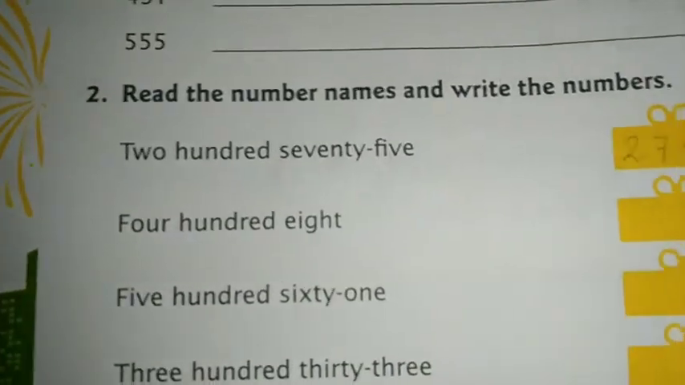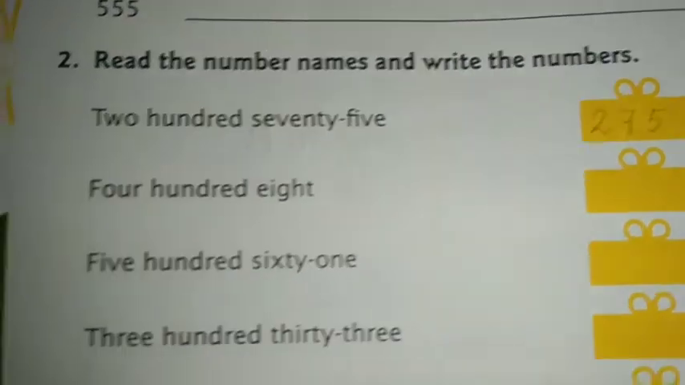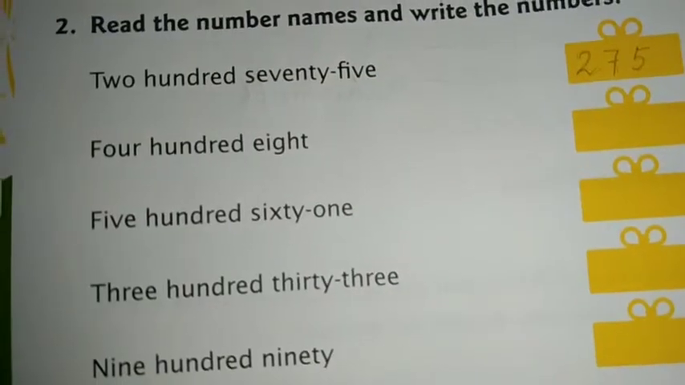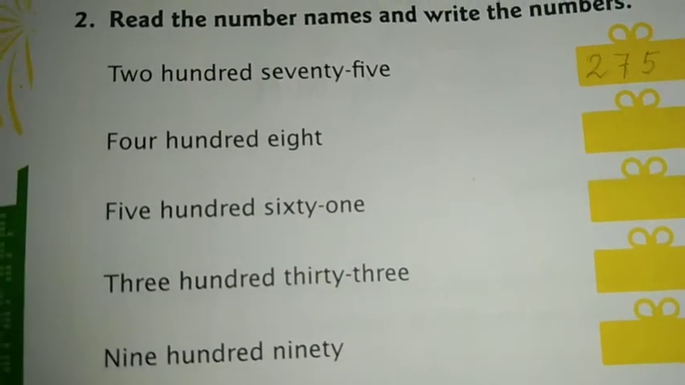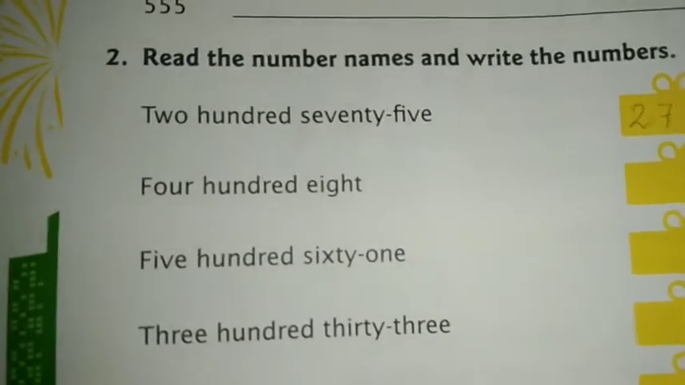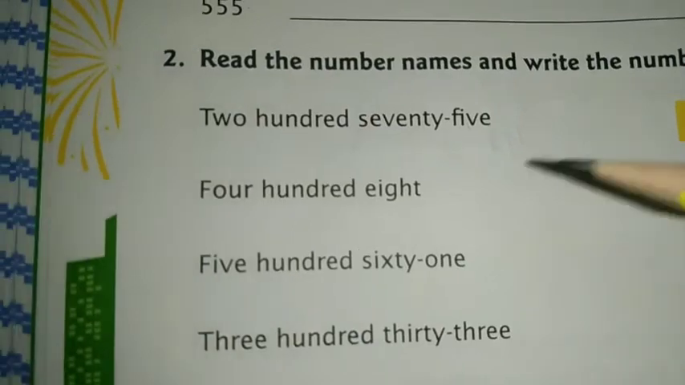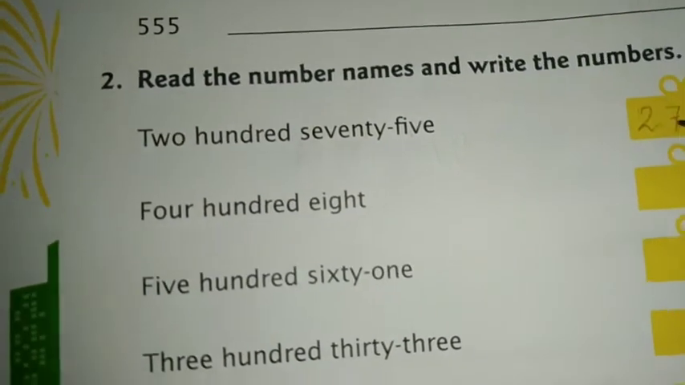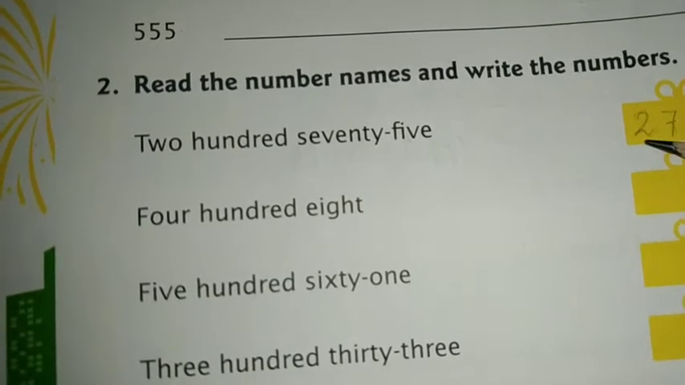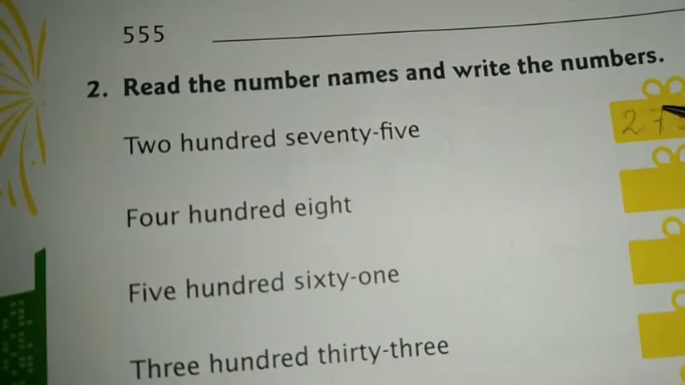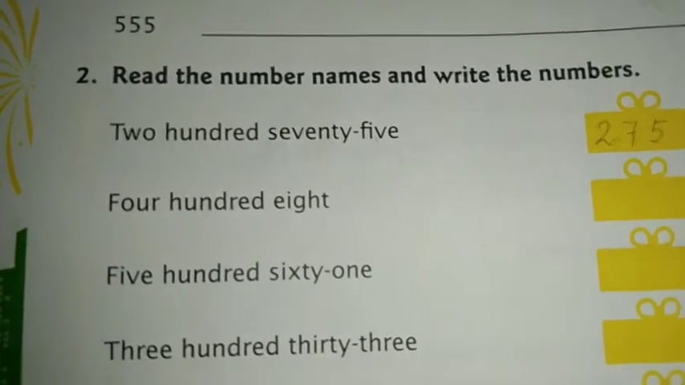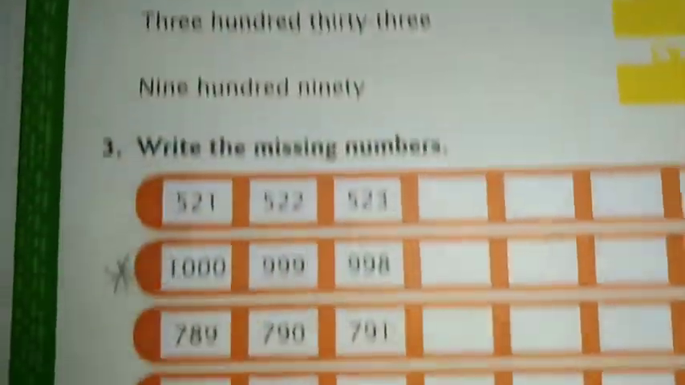Number 2, read the number names and write the numbers. So here the number names are given. In the yellow boxes on the right side, you just have to write the numbers. The first one I have done for you. The number name reads 275. So for 200, write 2. For 70, write 7 and then 5. This way we'll do it.